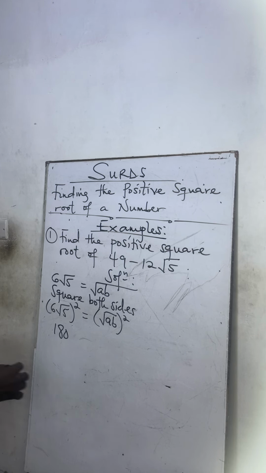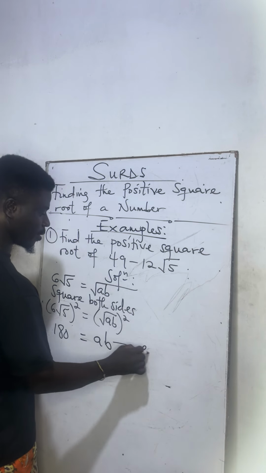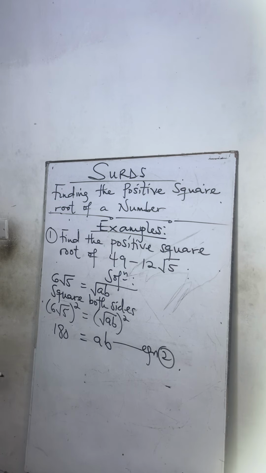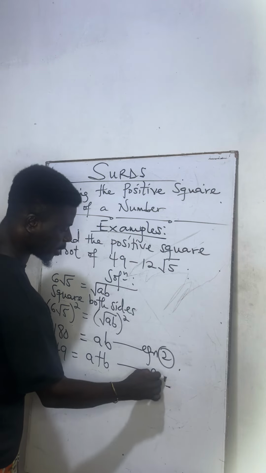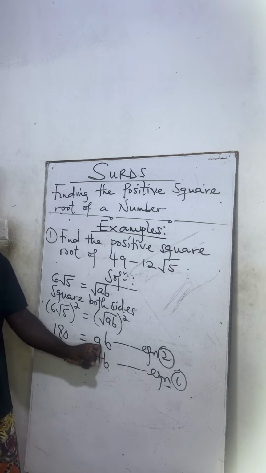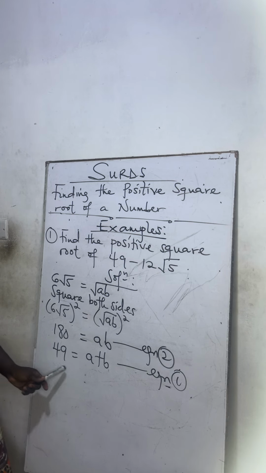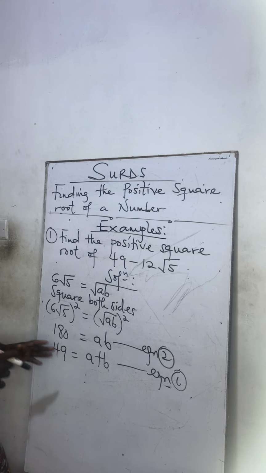Alright, so 180 is equal to ab. So this will be our equation 2. Don't forget we have equation 1 to be 49 equals a plus b. So now I've simplified equation 2 further to obtain 180 equals ab, which is equation 2, then 49 equals a plus b, and that is equation 1. Now we can solve equation 1 and 2 simultaneously using the substitution method.